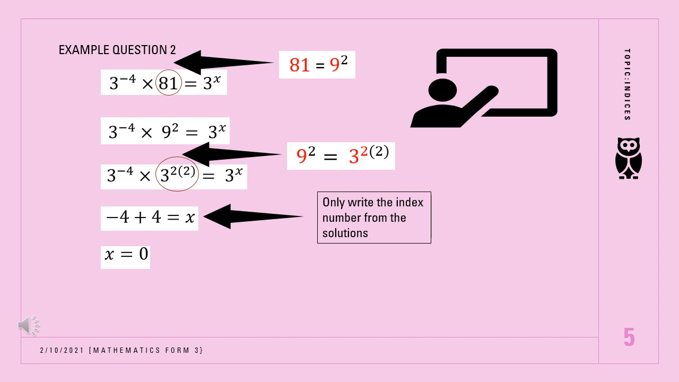So the answer will be 3 power of negative 4 times 3 power of 2 times 2 equal to 3 power of x. So you just write down the index. Negative 4 plus 4 equal to x. So the answer of x becomes 0.